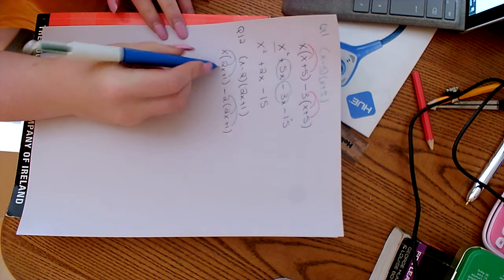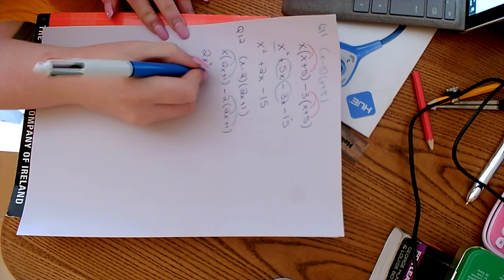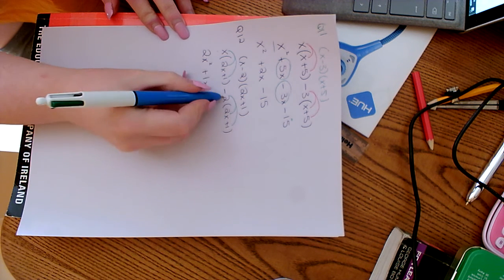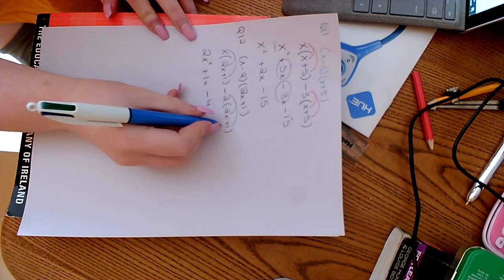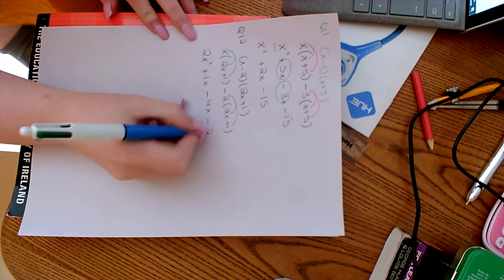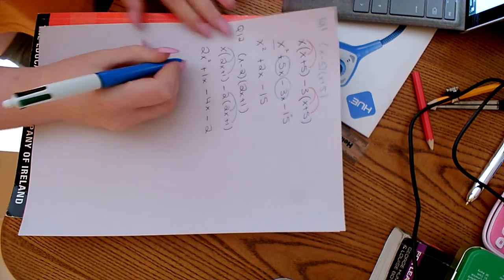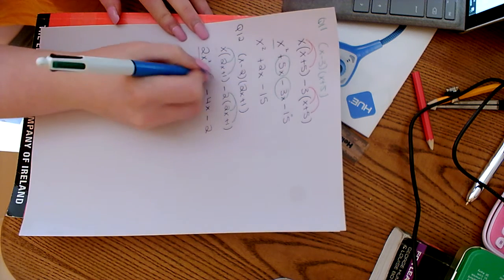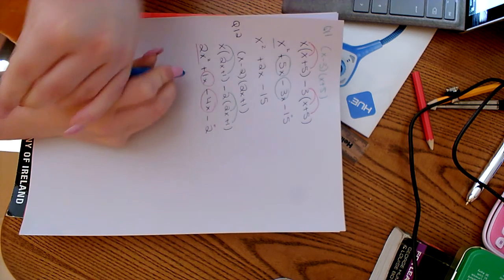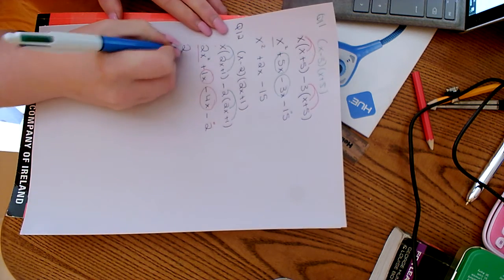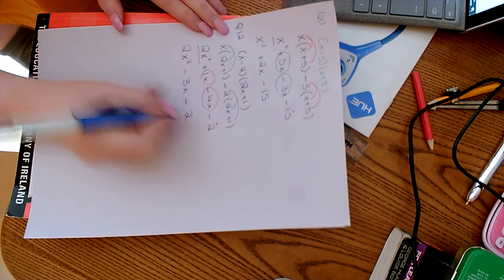So x times 2x gives me 2x squared. x times 1 gives me plus 1x. Minus 2 times 2x gives me minus 4x. Minus 2 times plus 1 gives me minus 2. So I have to underline things that go together. 2x squared is going to be on its own, 1x and minus 4x go together, and minus 2 is going to be on its own. So I'm left with 2x squared minus 3x minus 2.